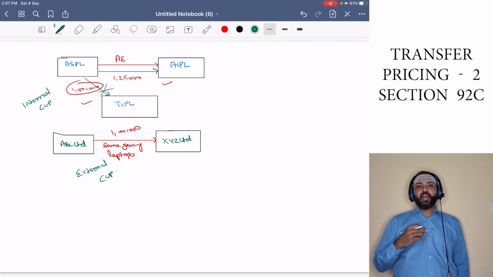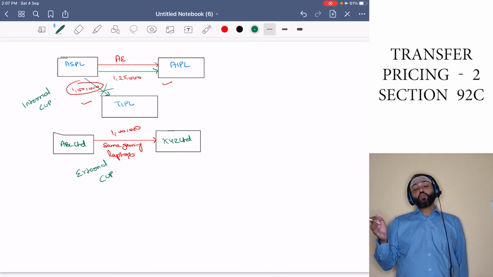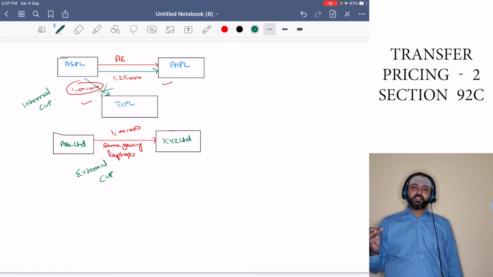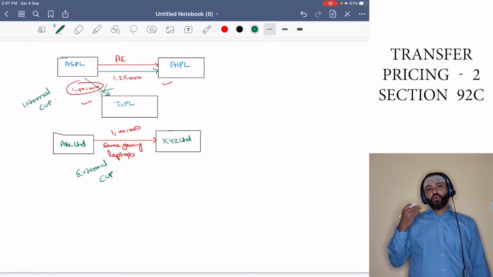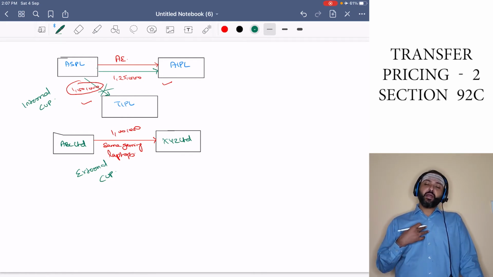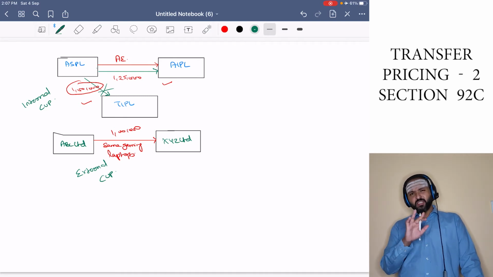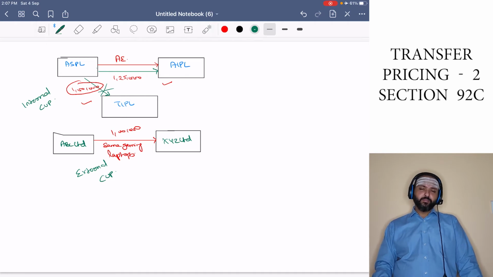Where I do not have a comparable transaction within my enterprise, but there are two other enterprises which deal with the same transaction or almost similar transaction, then they can be considered as CUP, external CUP. Where I deal with both internal and unrelated transactions, I can take my own unrelated transaction as CUP and call it internal CUP. So this is how comparable uncontrolled price method is applied.